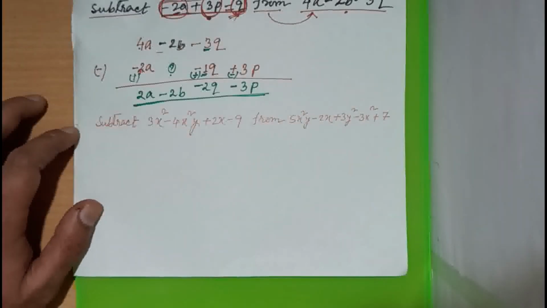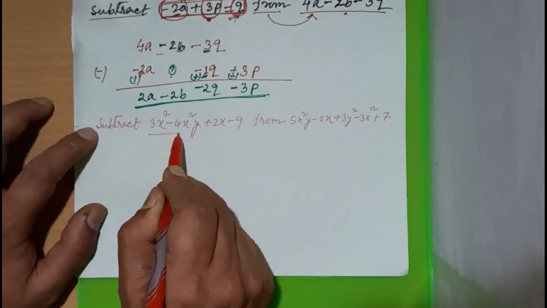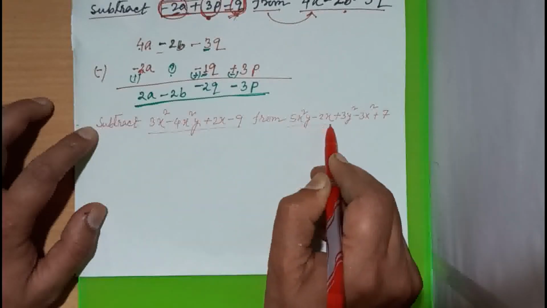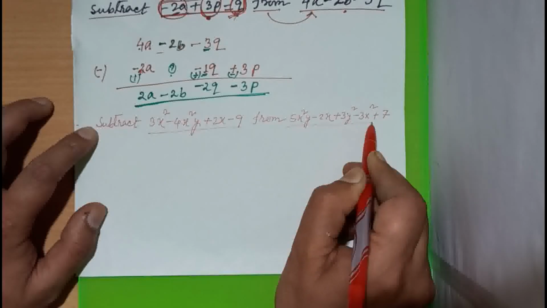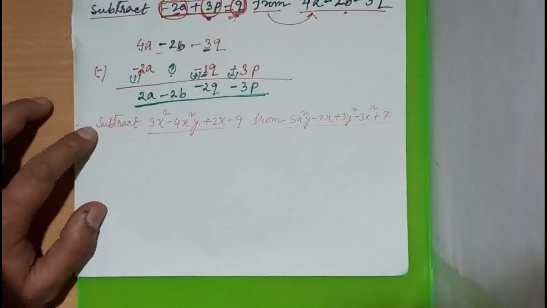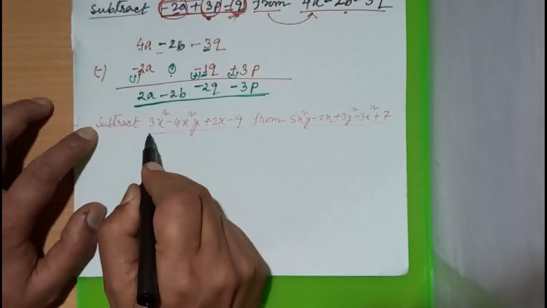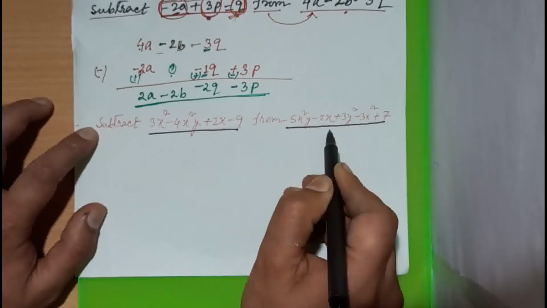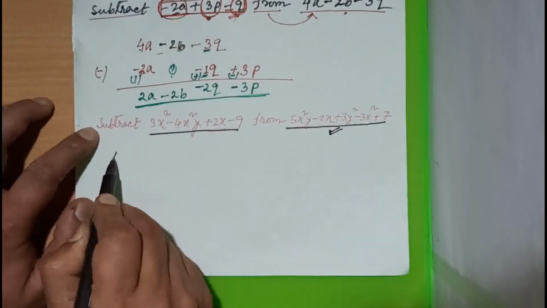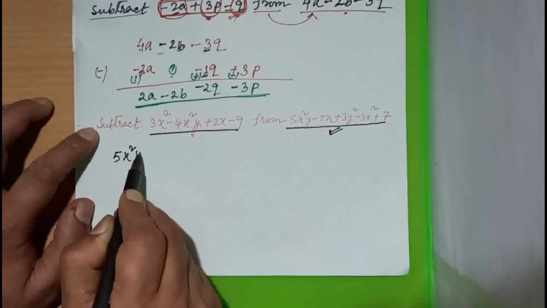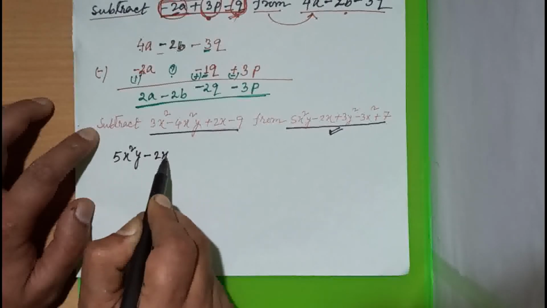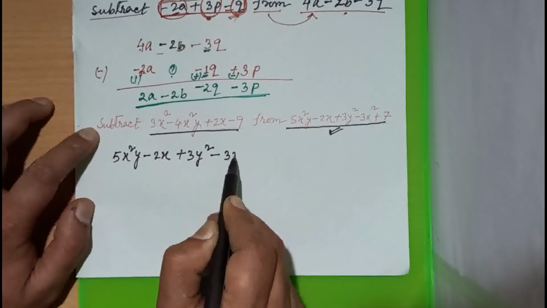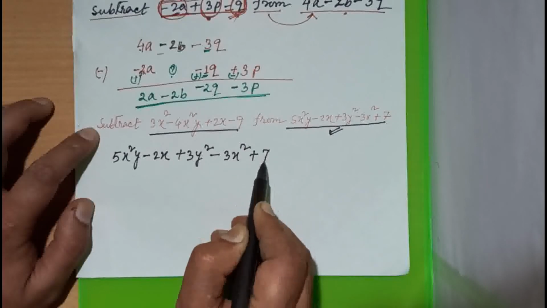Now you see this question: subtract 3x square minus 4x square y plus 2x minus 9 from 5x square y minus 2x plus 3y square minus 3x square plus 7. If you observe this question, you need to subtract this expression from this expression, so you have to write this expression first. Let us write the expression 5x square y minus 2x plus 3y square minus 3x square plus 7.